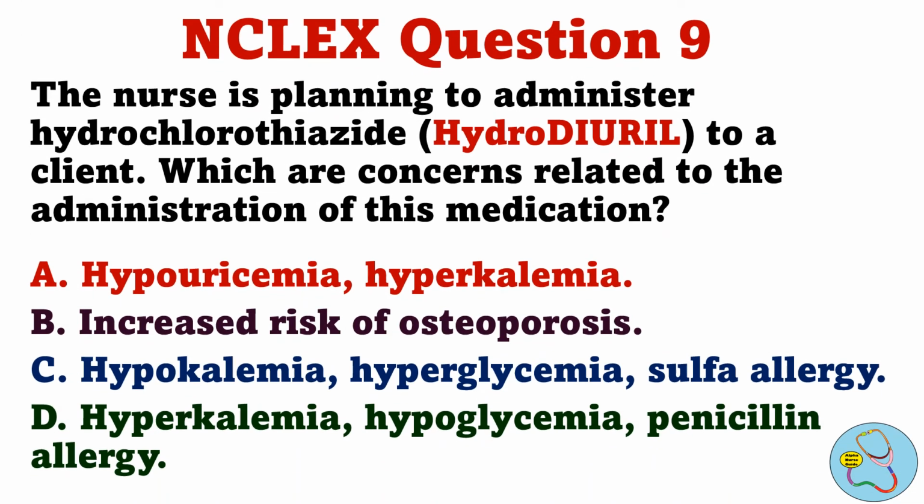Question 9. The nurse is planning to administer hydrochlorothiazide to a client. Which are concerns related to the administration of this medication? A. Hyponatremia, hyperkalemia. B. Increased risk of osteoporosis. C. Hypokalemia, hyperglycemia, sulfa allergy. D. Hyperkalemia, hypoglycemia, penicillin allergy.